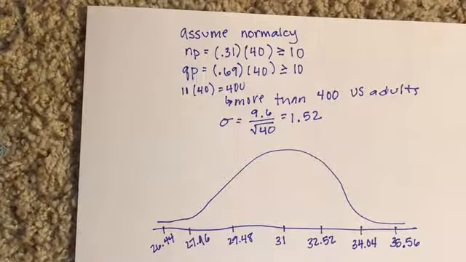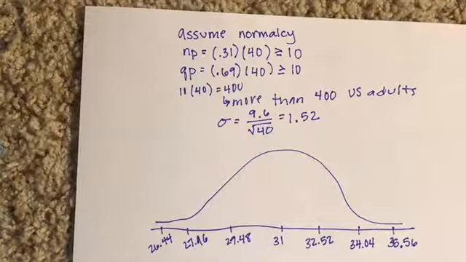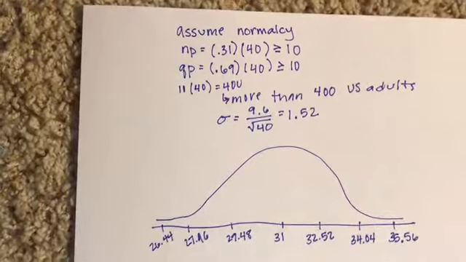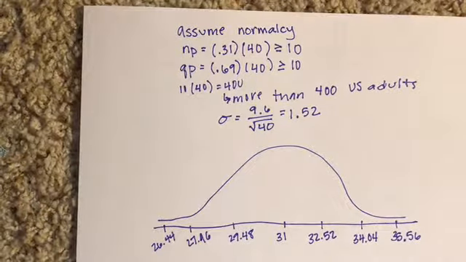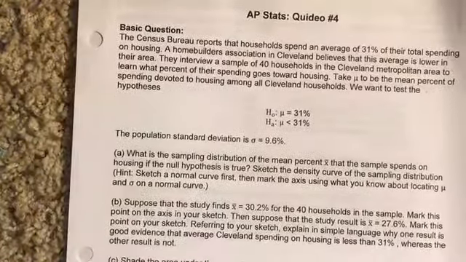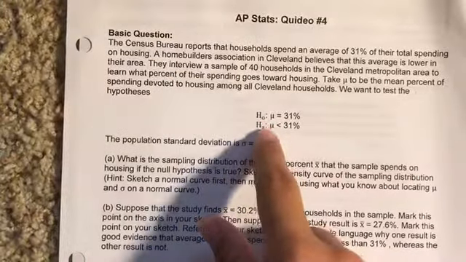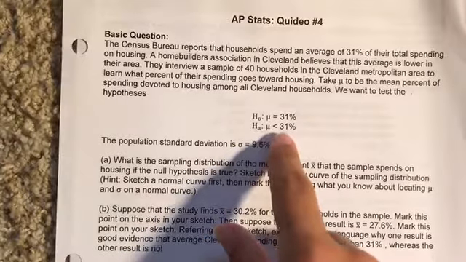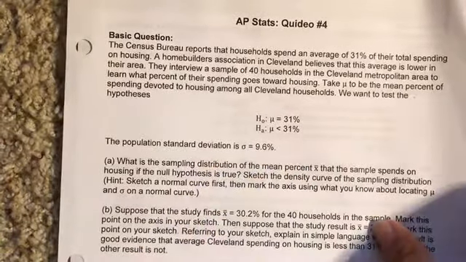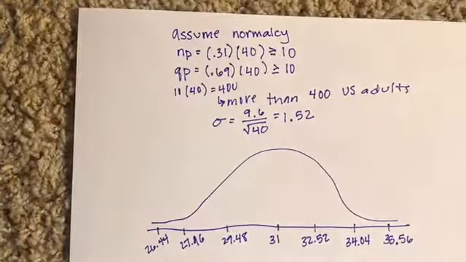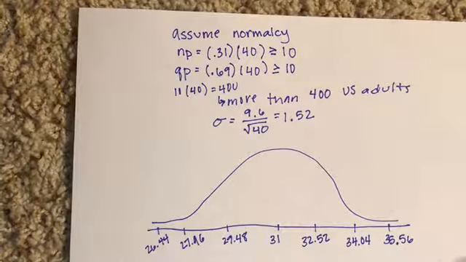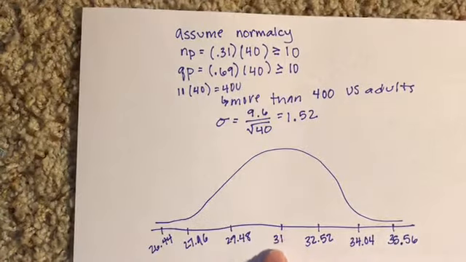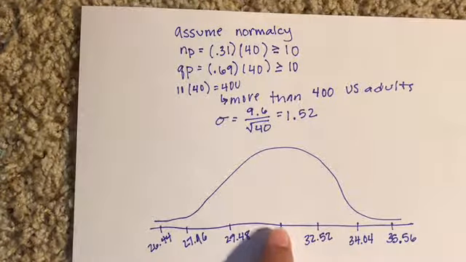Then it asks what the sampling distribution is, and we can basically do that by sketching a density curve. So they give us two things: the null hypothesis, which is H0, and that's 31%, and the homeowners association is stating that the average is less than 31%. So assuming that the null hypothesis is correct, the distribution would look like this, with 31 in the middle, because that's what their claim is.